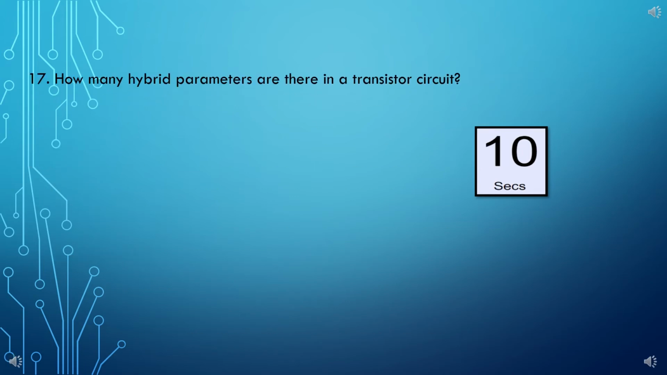How many hybrid parameters are there in a transistor circuit? Option A. 16, B. 8, C. 12, D. 4. Answer: 12.